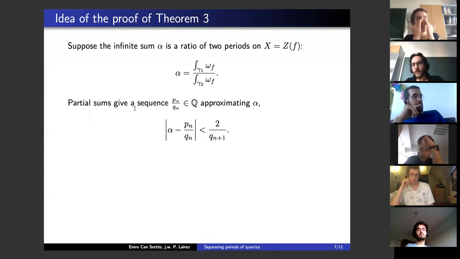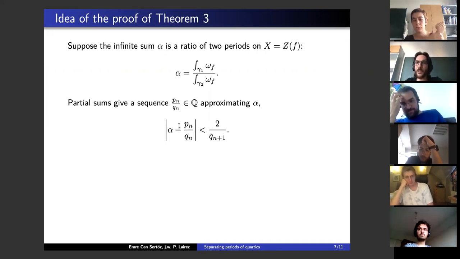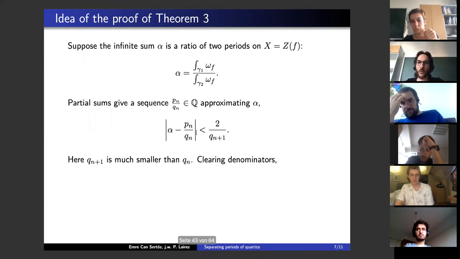So this alpha was an infinite sum, so it has partial sums. And if I sum the first n terms, I get a rational number, and I'll write this rational number as Pn divided by Qn, relatively prime. So these rational numbers approximate alpha, and they approximate it very, very well. So by design, these Qn's go to infinity very quickly. And well, you can see that the difference is bounded by the reciprocal of the denominator of the next term. And so this Qn plus 1 is going to be much larger than Qn because of the nature of the number alpha.